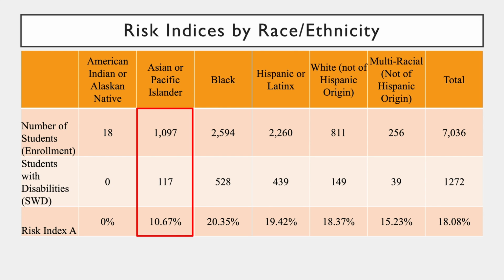Which means that of the total population of this district, 18% are identified with student disability, right? And that gives us our first risk index.